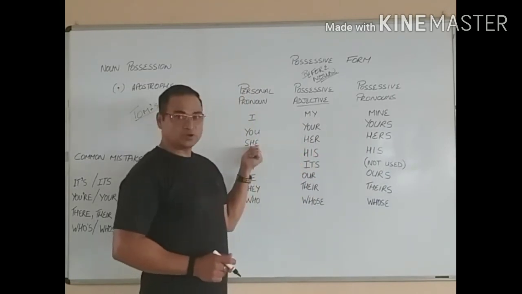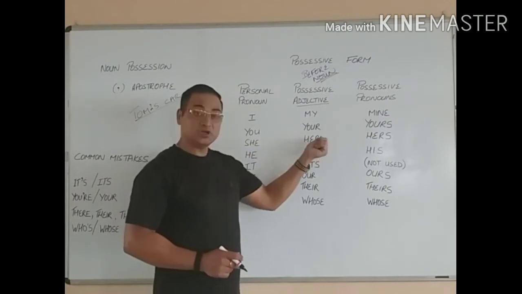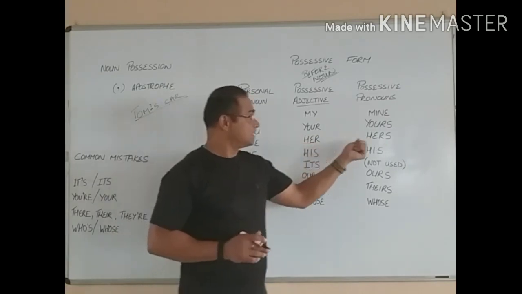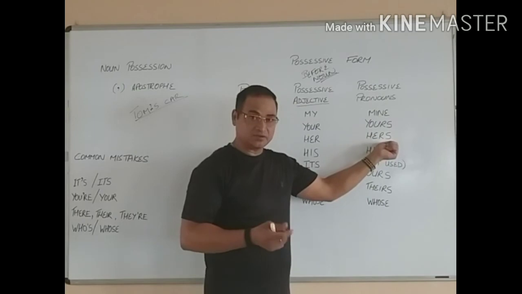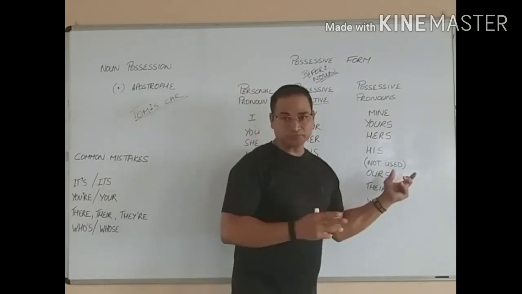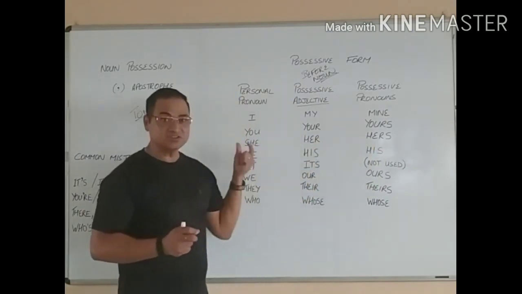She has a book. This is her book. Her before the noun, book. Her becomes the possessive adjective. And this book is hers. See at the end, S is there, HERS. So this shows you it's a possessive pronoun. If you put it into simple sentences, you will understand these things better.